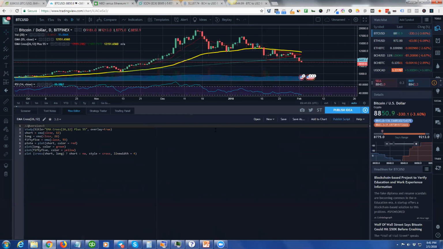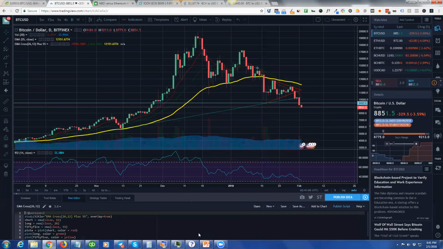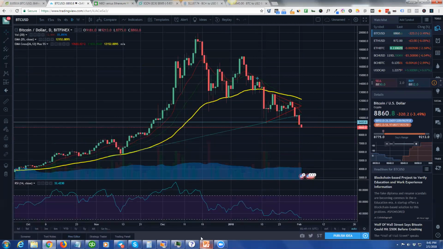There we go. All right, so this is a little code I wrote so that somebody that has a free chart can still get additional indicators on their charts. So I prefer the EMAs. Again, other than the 26, I based them off the Fibonacci numbers.